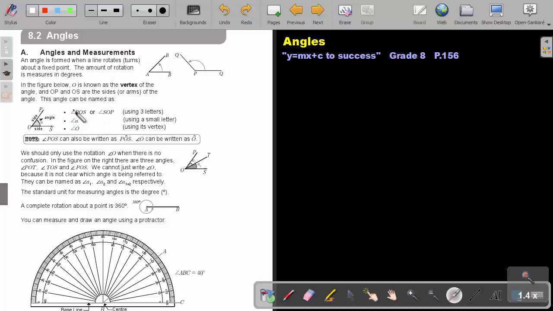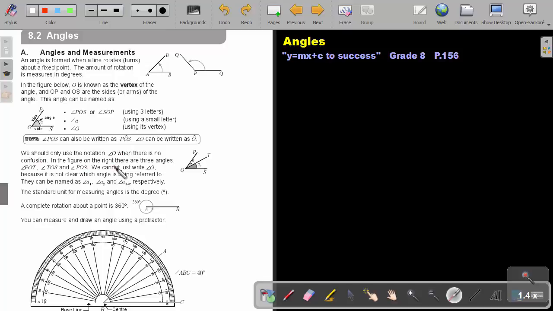Or angle A, using a small letter, the alphabet letter in front. Or angle O, using its vertex. Note, POS can also be written with the angle symbol in front or on top of the middle letter. We should only use the notation angle O when there is no confusion.